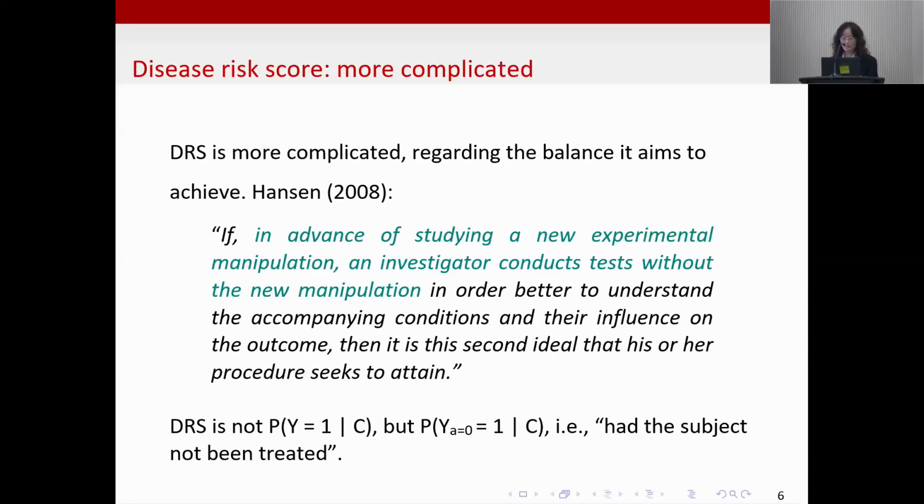Although DRS is the analog of PS, there is some key difference. DRS describes the baseline risk of the outcome had the treatment intervention not happened. So DRS models the probability of Y sub 0, the counterfactual if the subject had not been treated. Y is the final outcome, and it contains the effect of the treatment. And so DRS should not contain the treatment's information.